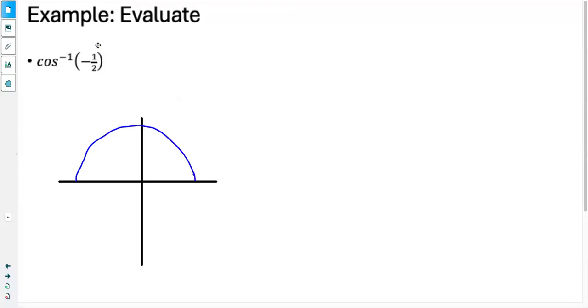Now, cos we know is our adjacent over hypotenuse. Now, if we have a negative, that can only go with our adjacent, because our hypotenuse is always positive. So therefore, our angle must be over here. So that would give us an adjacent of negative 1 and a hypotenuse of 2. Now we know that this angle is pi over 3, but that's just our reference. To get this angle here, we'll just go pi minus pi over 3, and that gives us 2 pi over 3.